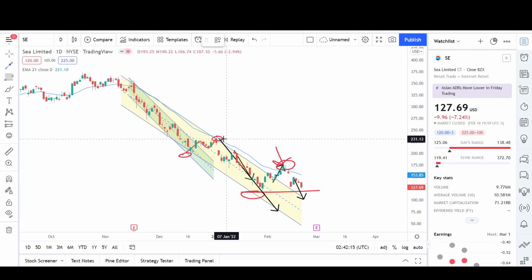So let me show you guys one more. We could possibly be making, maybe this would be the first leg down, the second leg down.